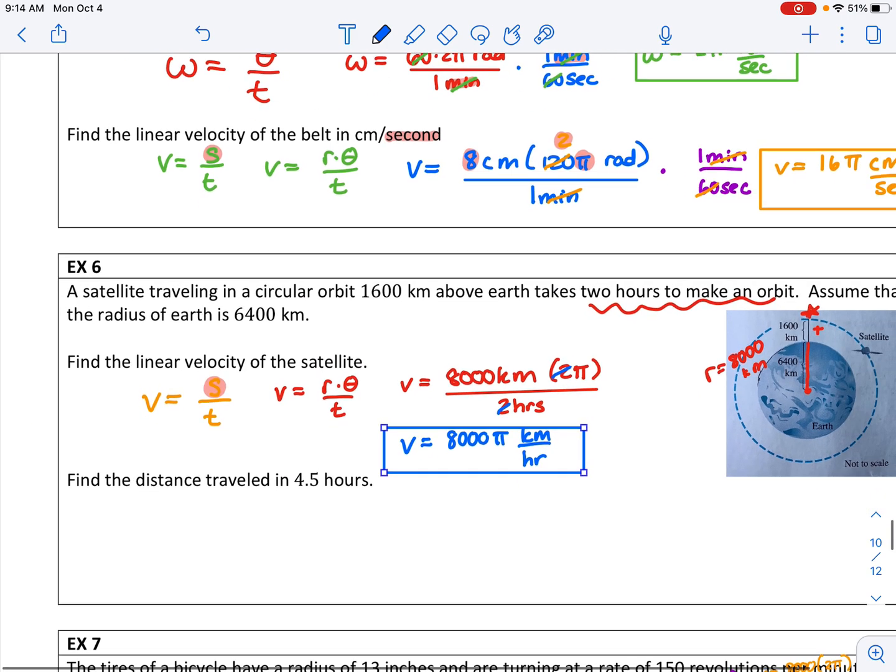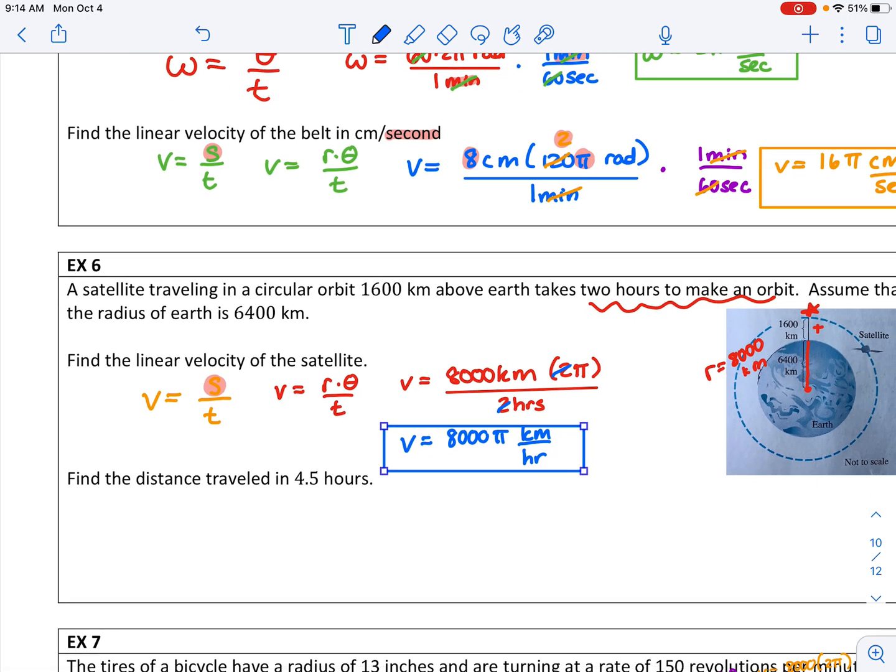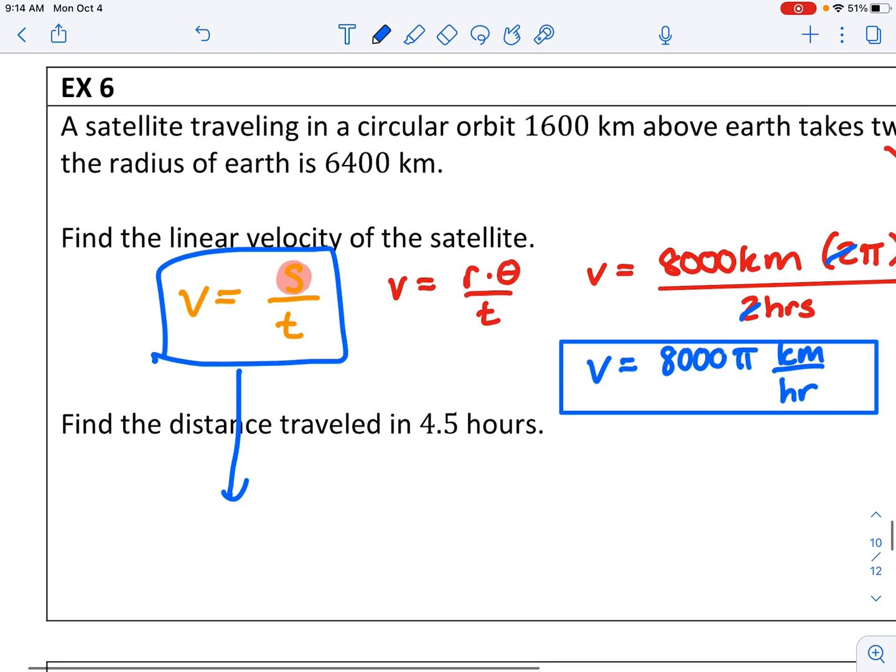And then the next part is saying find the distance traveled in 4.5 hours. Well, if we come back to the formula we started with, we now have our linear velocity, and we have our time, and we're looking for our S, our distance traveled. So if we wanted to cross multiply this formula, we would have S equals linear velocity times time.